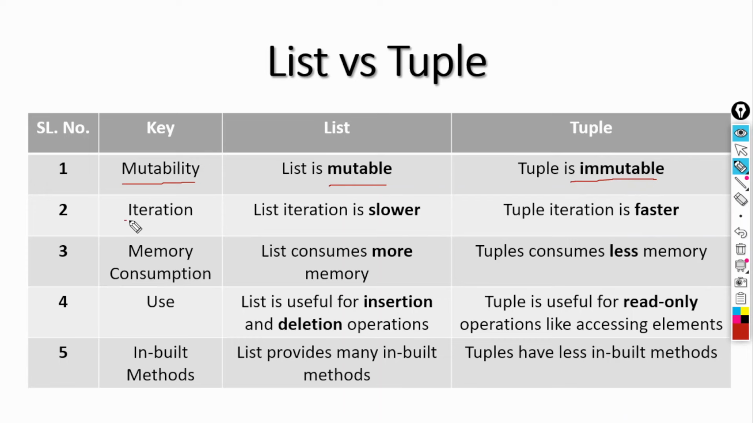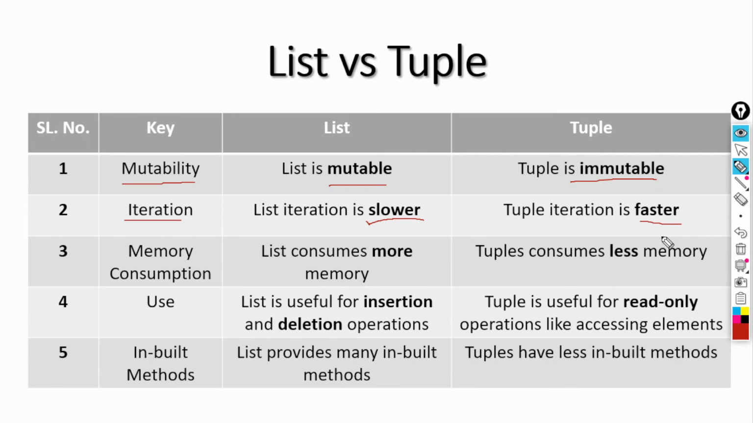Next comes the iteration process. Iteration means simply going in a loop or using loops. So the basic thing you can understand when I say iteration is including a loop inside this list or tuple. So iteration in lists is slower, while that in tuples is faster. Now the basic difference here is due to manifold reasons. Let's just understand the point here.